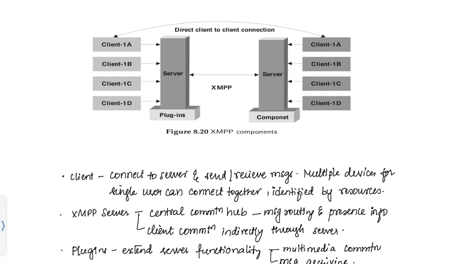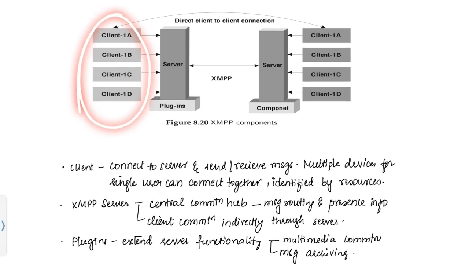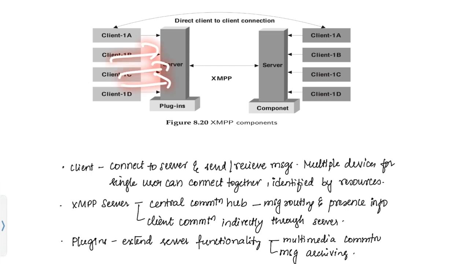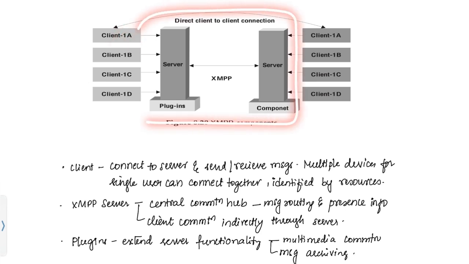If you look at this figure, this speaks about the components. The first component which we have here is the client. It could be client 1A, 1B, 1C. These clients will be connected to the server and they will send the message or get the message back. Multiple devices for a single user can connect simultaneously, and these are identified by different names, like client 1A. Then we have XMPP servers here.